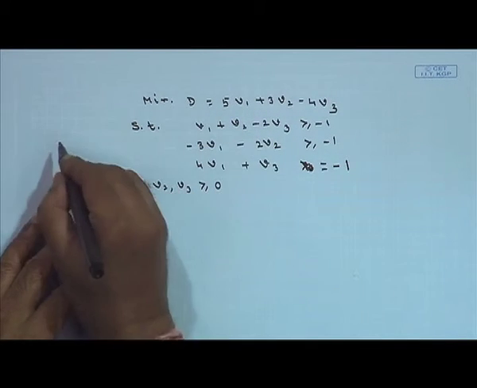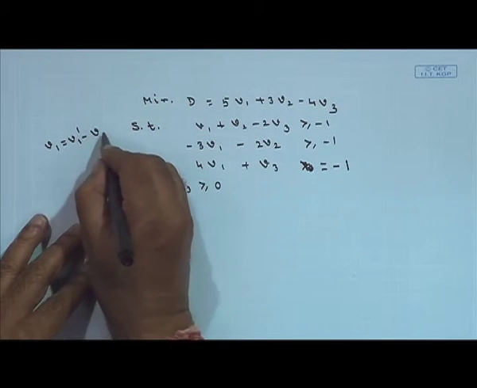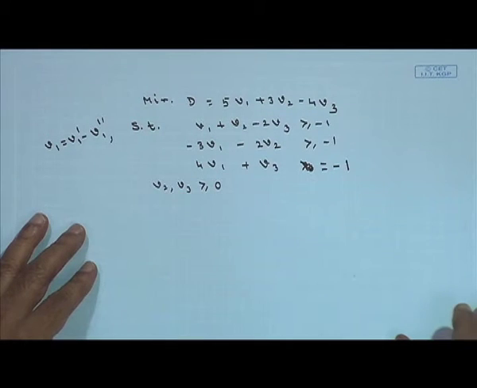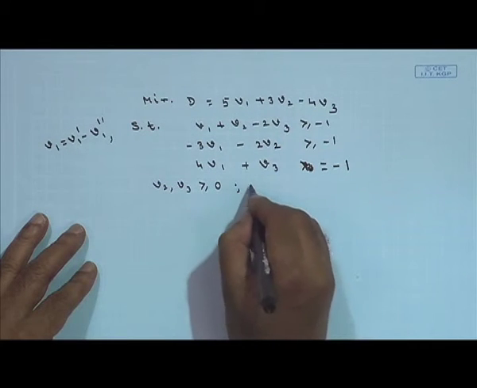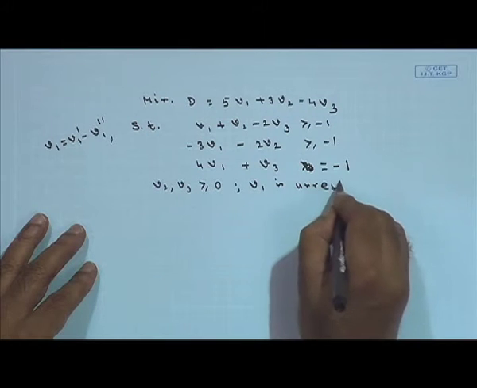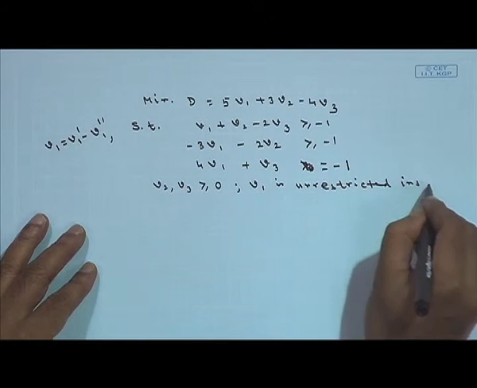What about V 1? We have told what V 1 is. V 1 is equal to V 1 dash minus V 1 double dash, where V 1 dash and V 1 double dash are both greater than or equal to 0. But we can't say anything about V 1, because V 1 can be positive, can be negative, or in other words V 1 is unrestricted in sign.